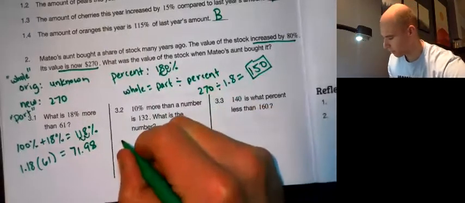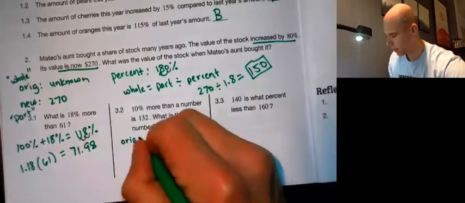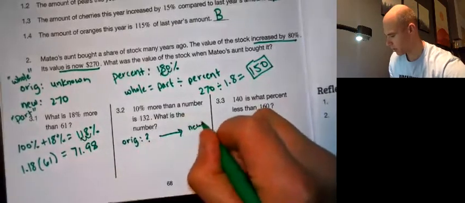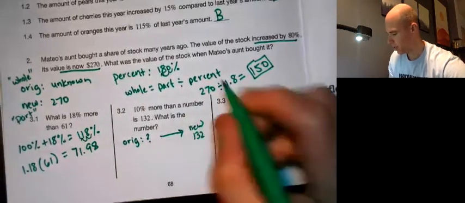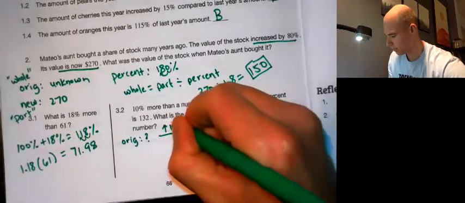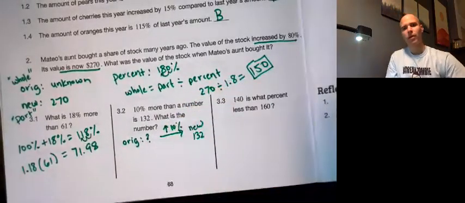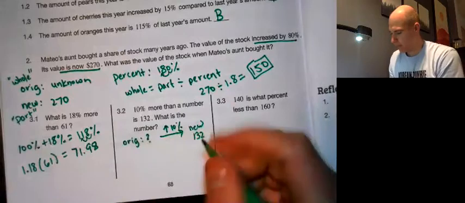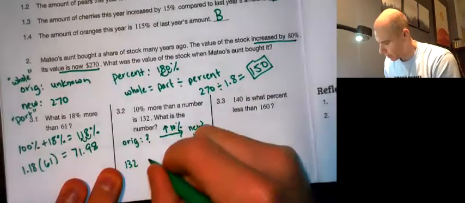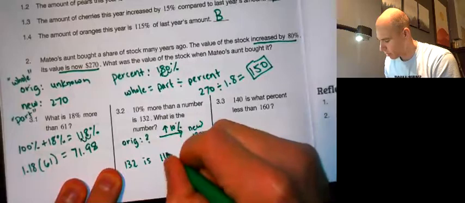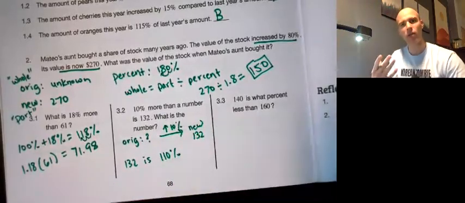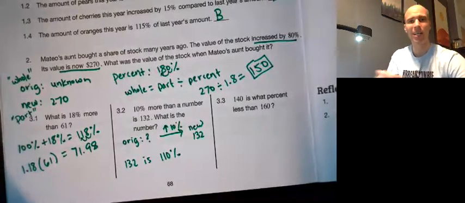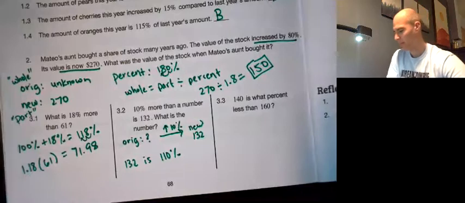And so in this case, the original number is unknown, and we're trying to get to this new number of 132, and we know that it's an increase of 10%. Well, the way I would think of that is then that 132 must be 110% of the number I'm looking for, right? The original number, whatever that number is, we don't know it yet, is 100% of itself. And then 132 is 10% more than that, so 110%.